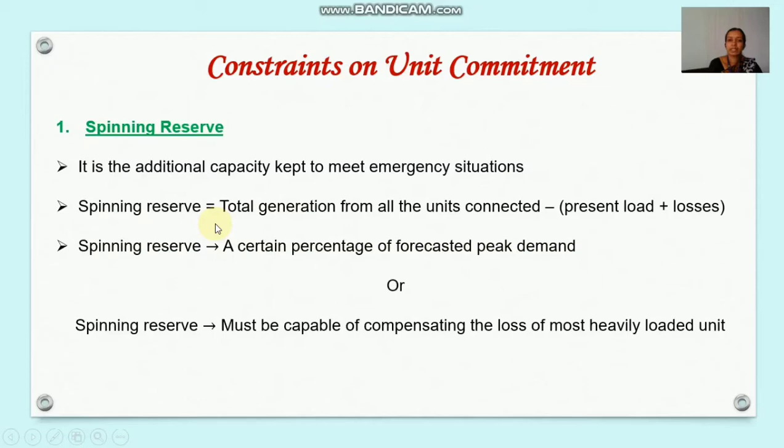So the spinning reserve in a particular system can be calculated as total generation from all the units connected minus present load plus losses. We have studied the power balance equation, and what does it say? The power should be balanced. That is, total power available from all the generators should be equal to total load plus losses. We said they should be equal. The total generation should be capable of supplying the total load and losses.